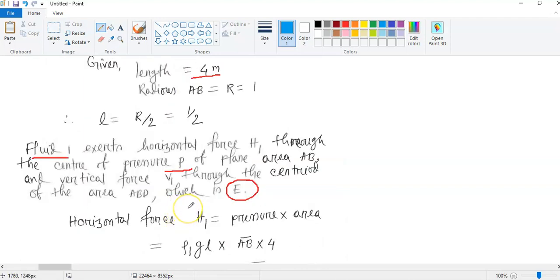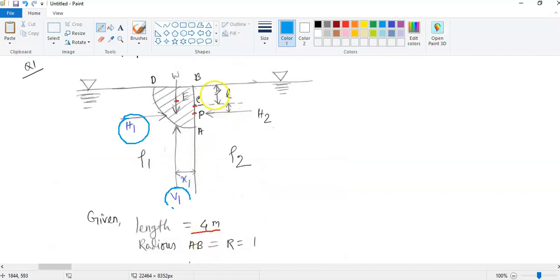So the horizontal force, h1, is actually the pressure times the area, how much pressure you're putting. For the first fluid, the pressure is rho 1 g times the height. So here the height is L, rho g L. When it is height 1, this is the density rho 1, gravity g, and the distance from the centroid, so this is the distance L, so rho g L.